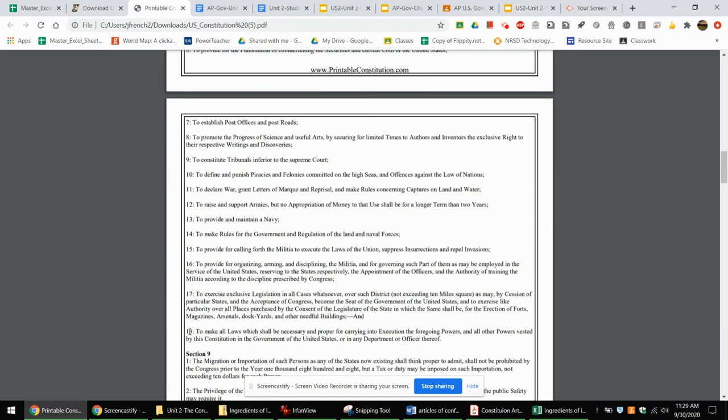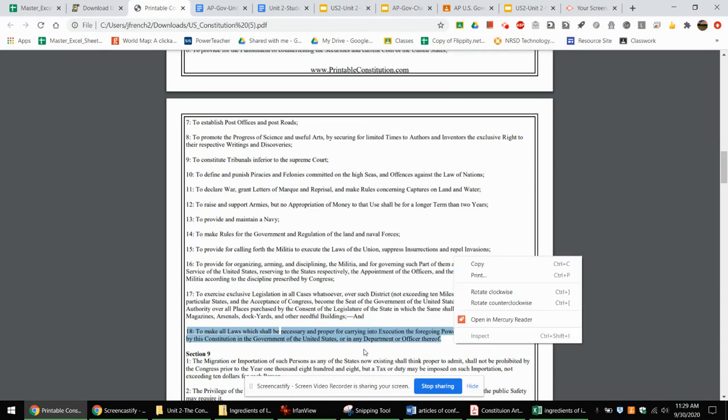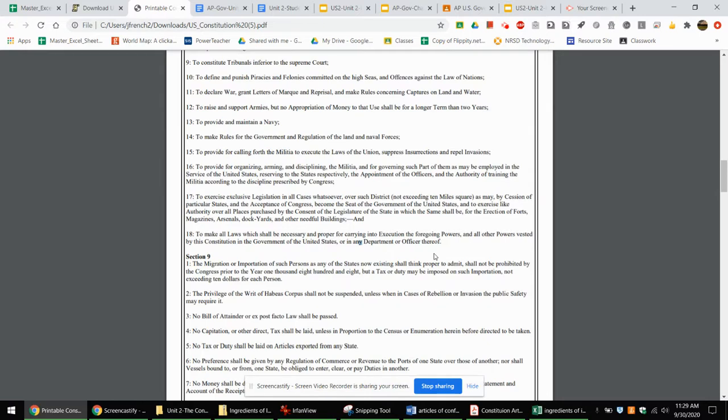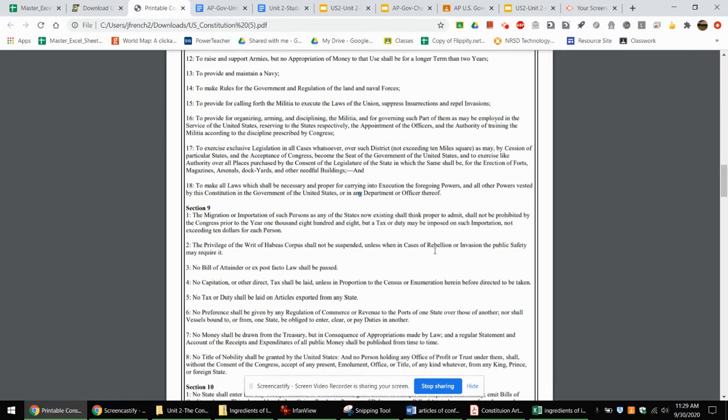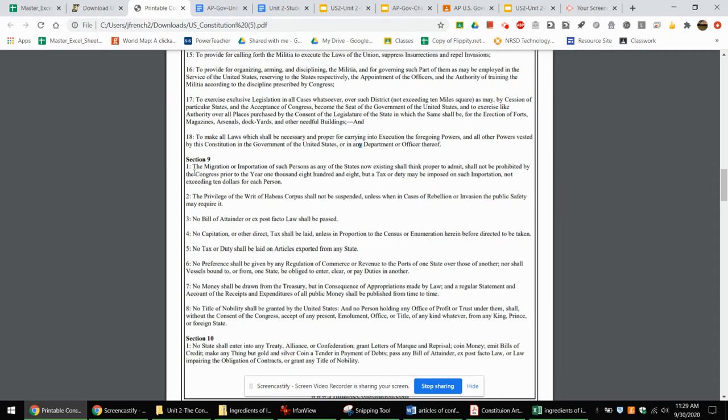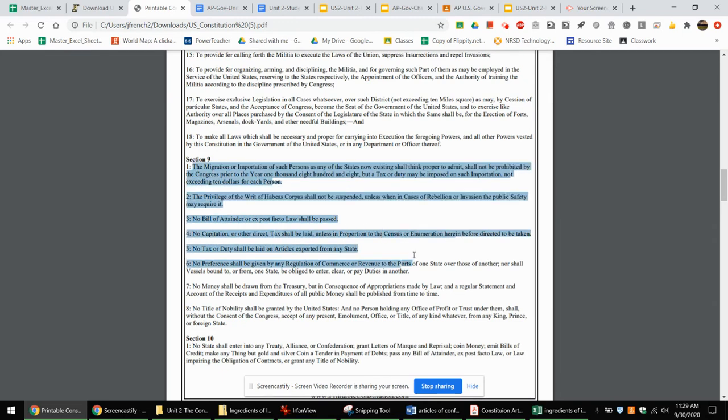Clause 18 is oftentimes known as the elastic clause or the necessary and proper clause. We'll talk more about that when we talk about federalism. Section 9, these are all the things Congress can't do. So this is kind of like a mini Bill of Rights.